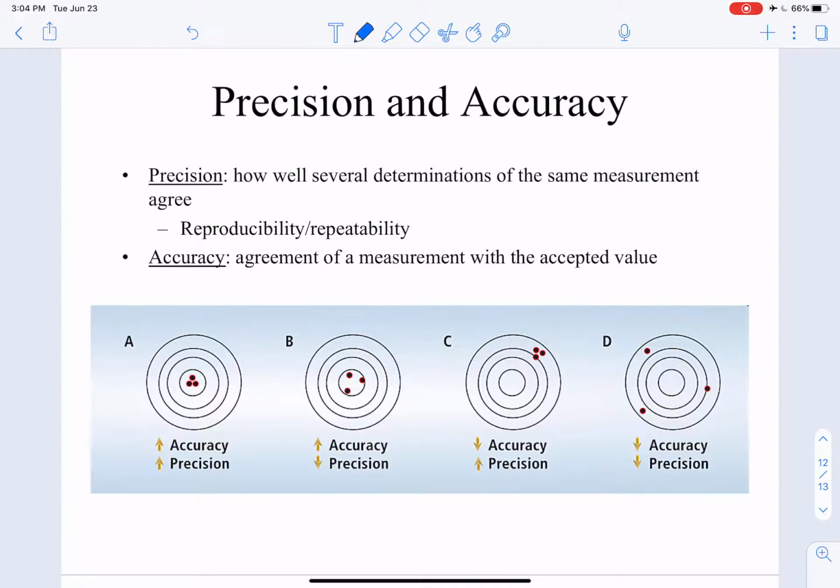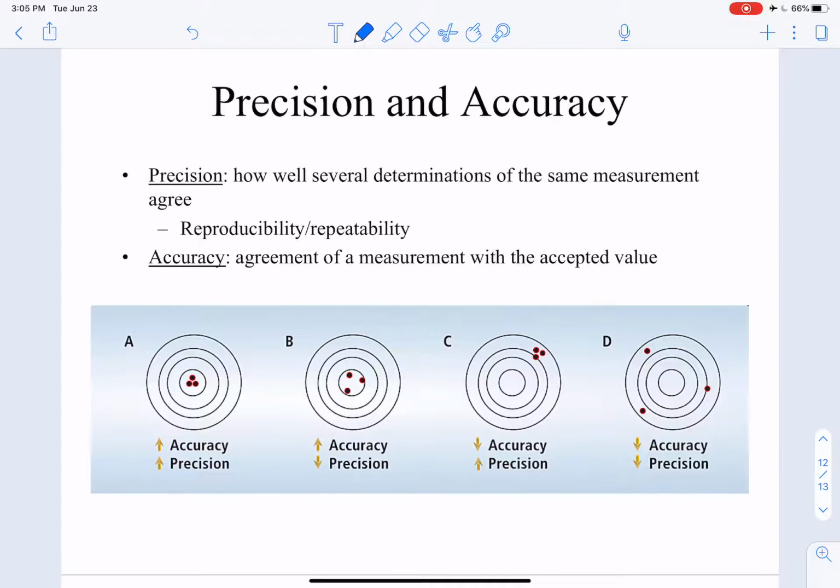Now, accuracy is the agreement of a measurement with an accepted value. So say you go to the store with the bionic scales and they measure you to be exactly 119.00000 pounds, okay? And you step on your scale and it says 119.0 pounds. If it keeps giving you 119, you go, okay, my scale's pretty accurate, and it's pretty precise. But if you step on your scale and it gives you 132 pounds, then you know that your scale is not very accurate. It's off. It's not agreeing with the true value.